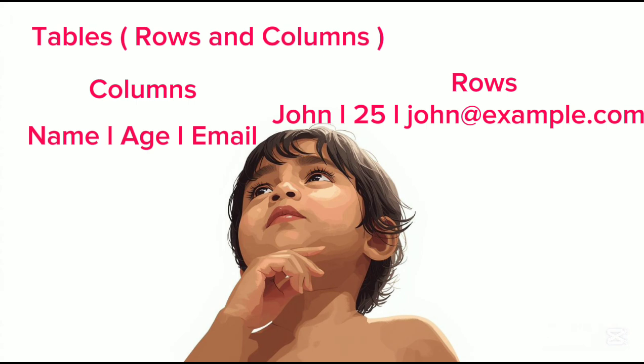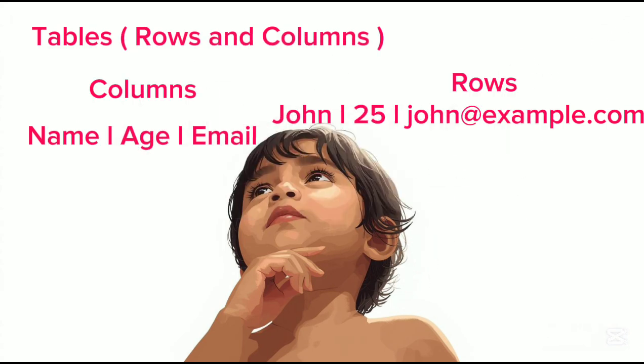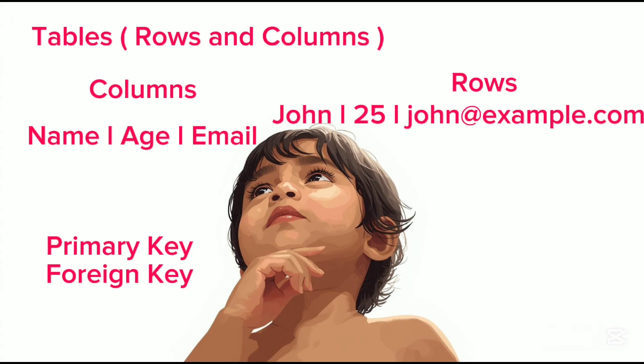That's why we call it relational. For example, in an e-commerce site, you might have a users table and an orders table. Each order is linked to a specific user through a relationship, usually by a primary key and foreign key.